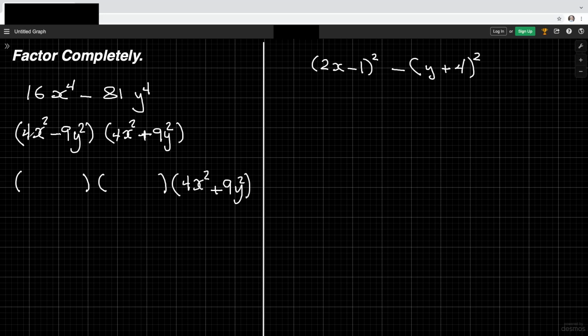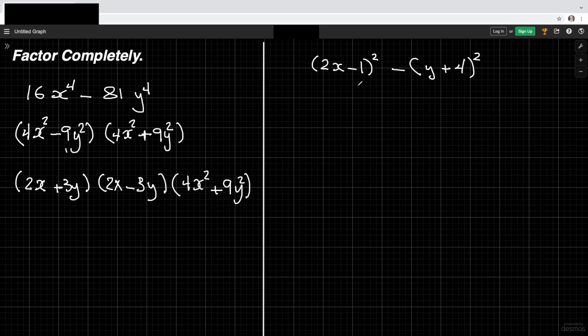Now, how do we factor this? Again, you make one plus, one minus, it doesn't matter. And you look at the square root of 4x squared: the square root of 4 is 2, the square root of x squared is x. You write that in here and here. And then you look at the second part, the square root of 9y squared: the square root of 9 is 3, and the square root of y squared is y. You write this here, and you write it there, and this question is finished.